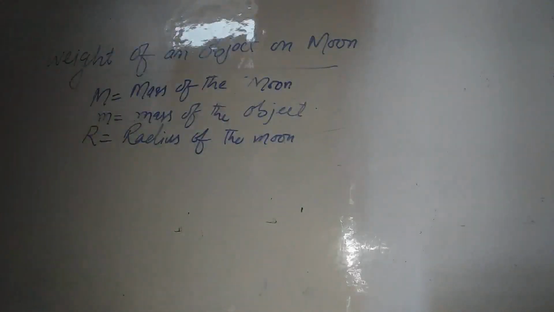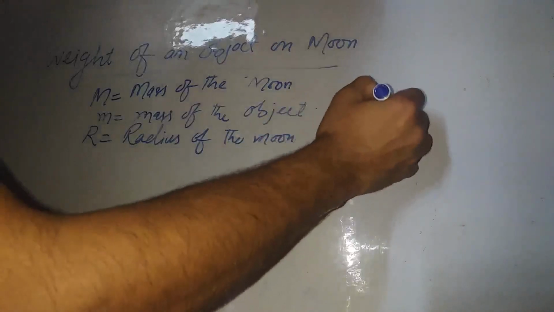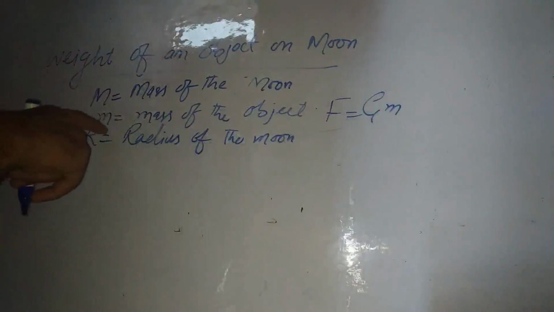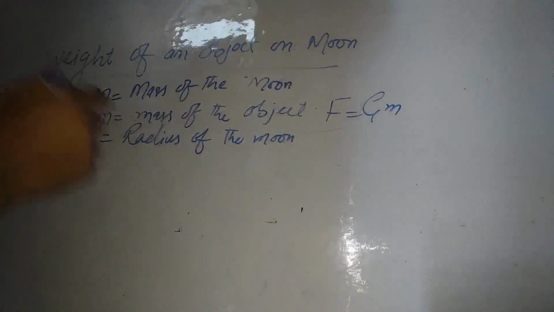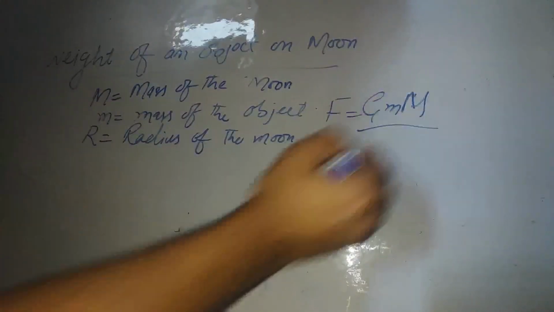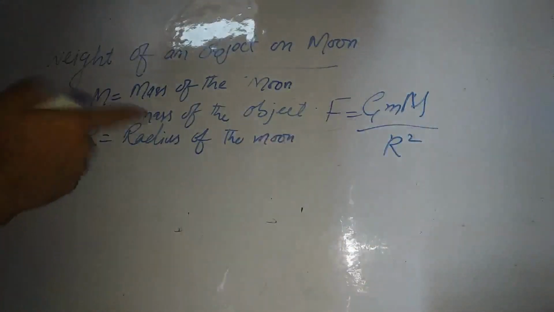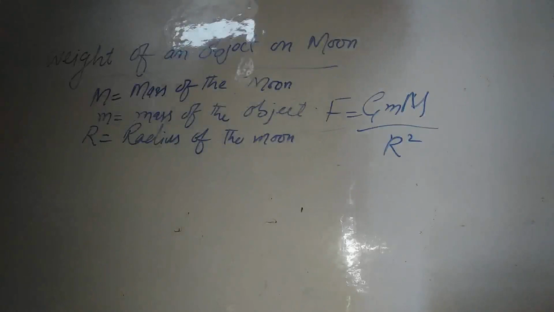तो हमें पता है कि अकॉर्डिंग टू यूनिवर्सल लॉ ऑफ ग्रेविटी, F इज इक्वल टू G M1 M2. यहाँ पे M1 is the mass of the object, so I write it m. M2 is the mass of the moon, so I write it as capital M, divided by r square. So here it is radius square.